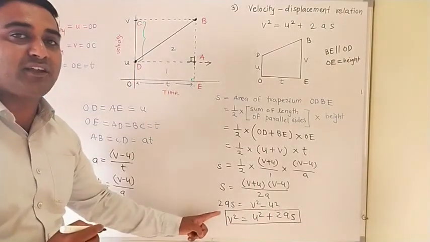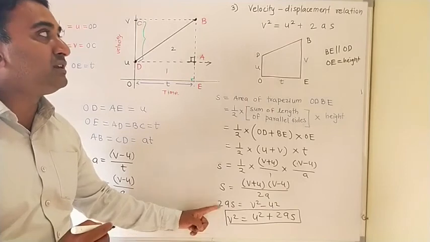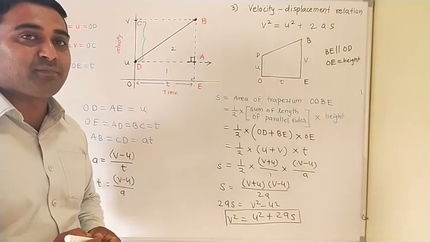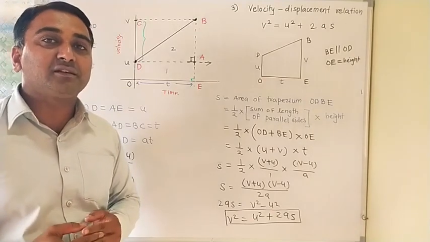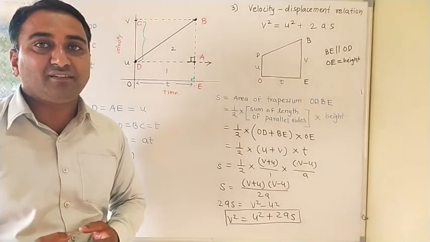That is the third relation given by Newton, that is velocity displacement relation. So these are the three formulas or three equations stated by Newton that we have discussed within this session.